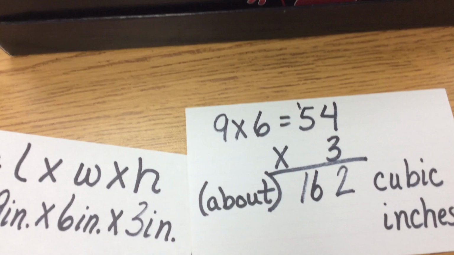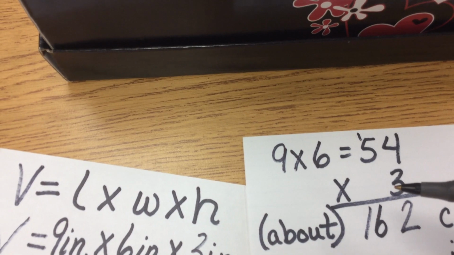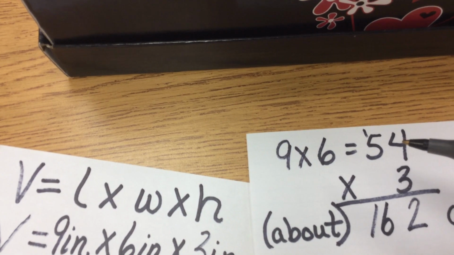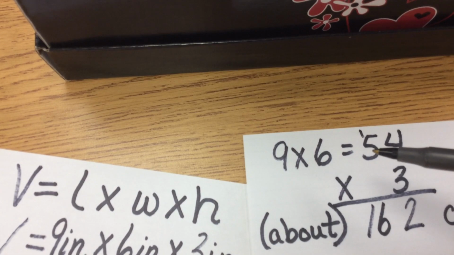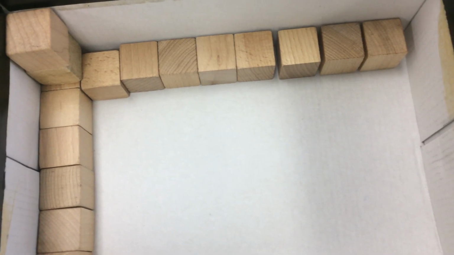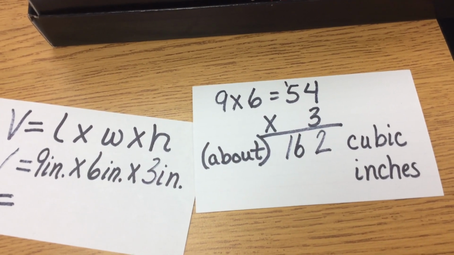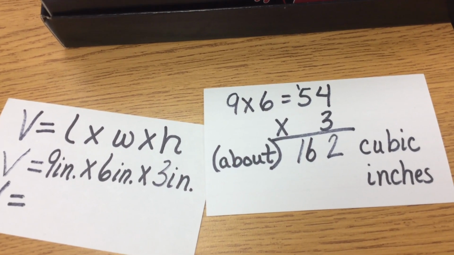So if we do that, we come over here, 9 times 6 is 54. 54 times 3. Well, now we have one of these harder multiplication steps to do. 3 times 4 is 12. Put the 2 down here. Put the 1 into the tens. 5 times 3 is 15. Plus 1 is 16. And because they did not fit exactly, there's a little bit of space extra, we'll say about 162 cubic inches.